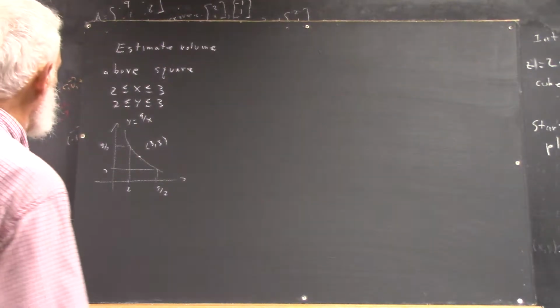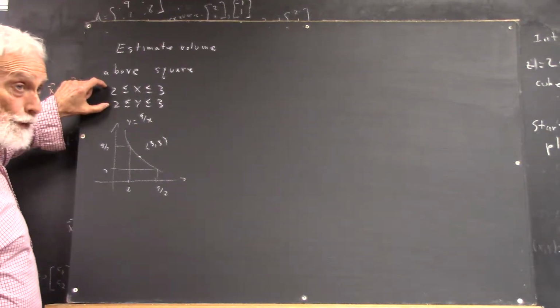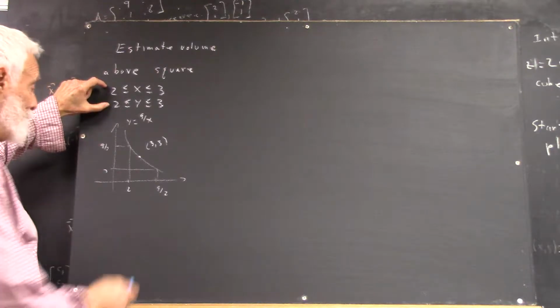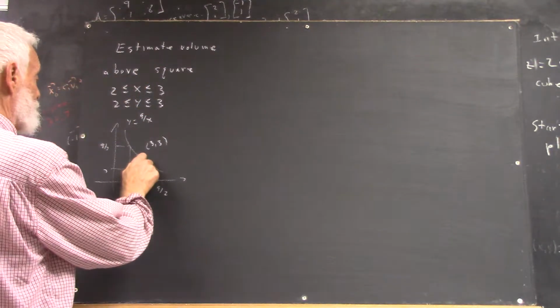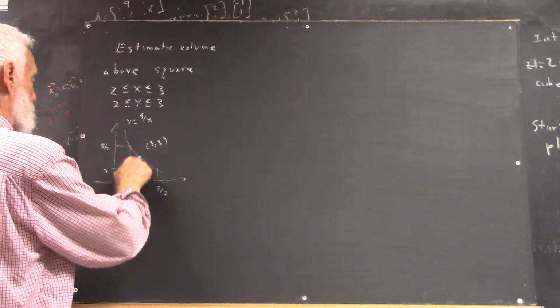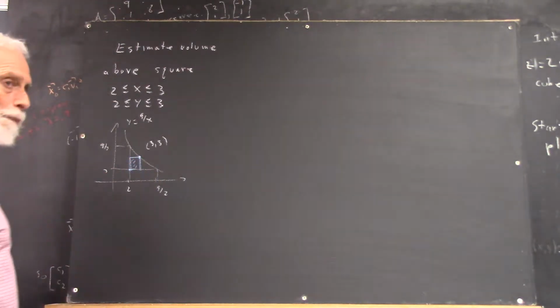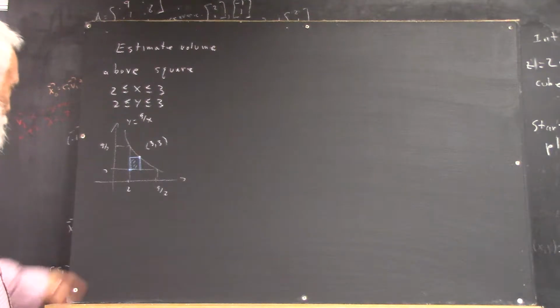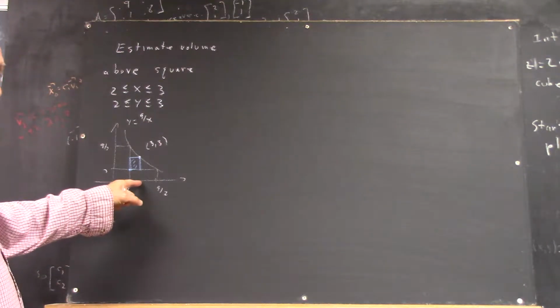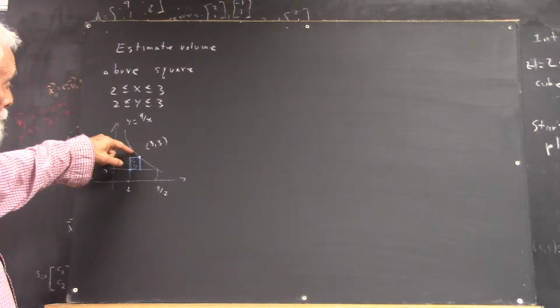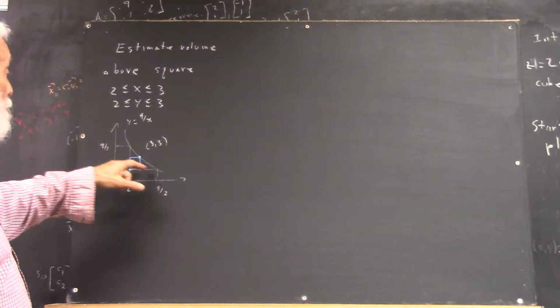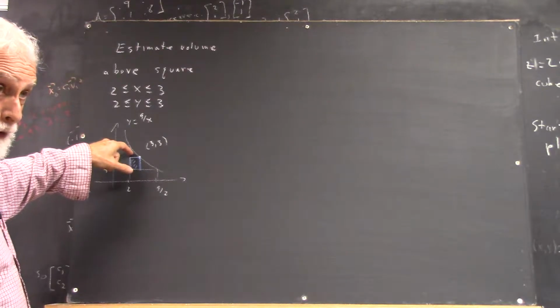Okay, well, you've got a square here. One of the corners is at (2, 2), right? The other corner's at (3, 3). So your square is right here. And you see, again, that x goes from 2 to 3, and y goes from 2 to 3. So this is actually a majority of this region here, okay?